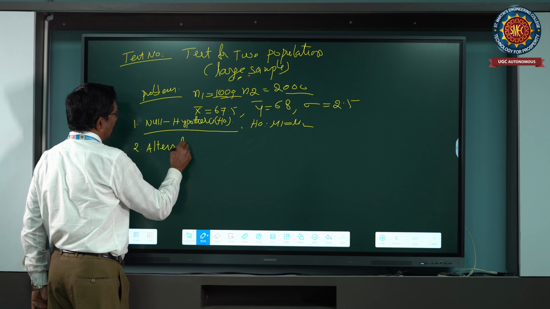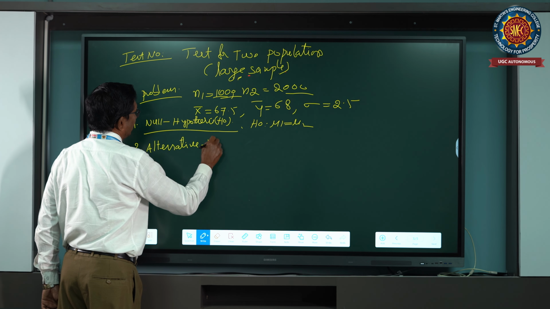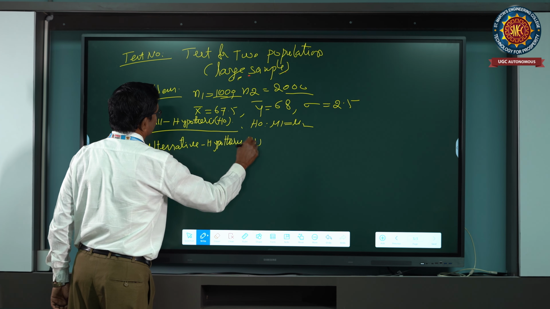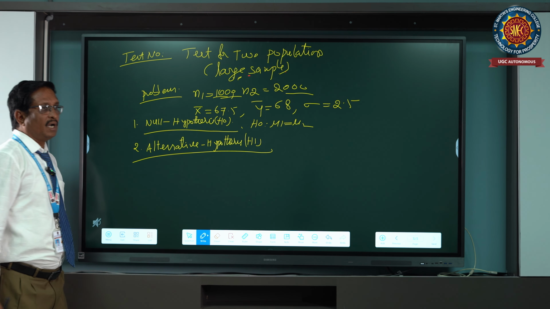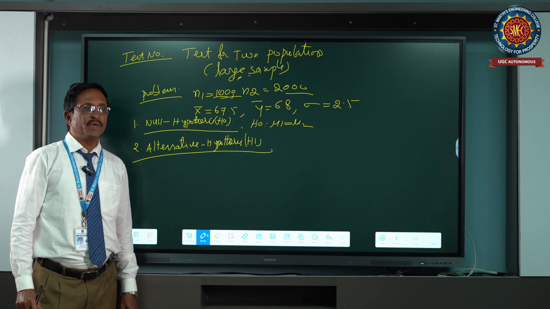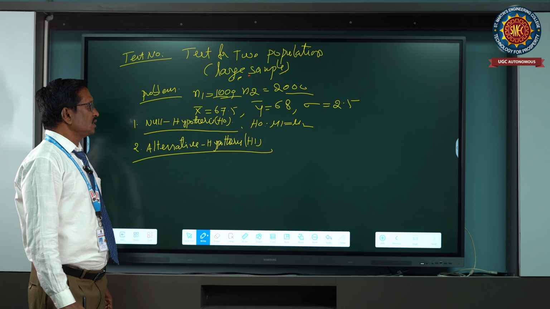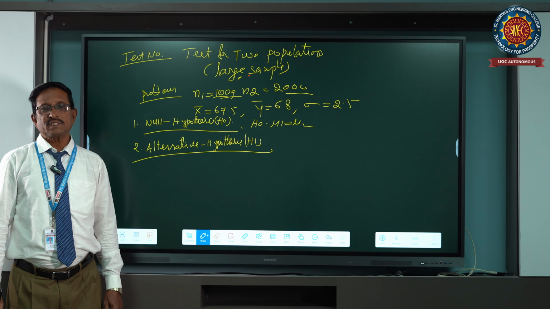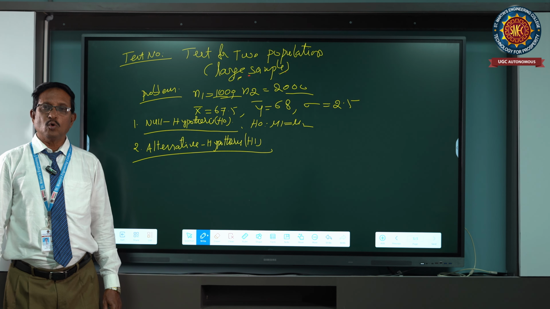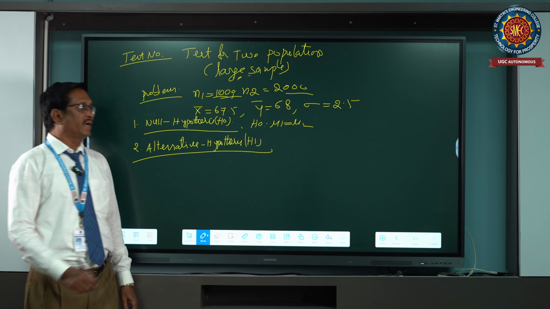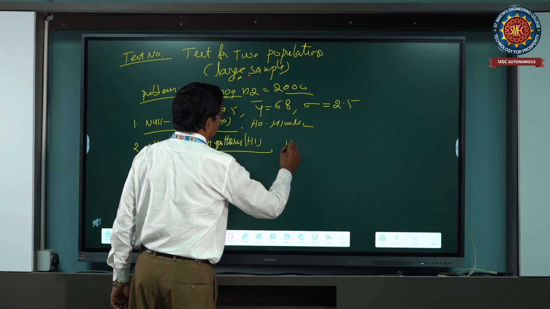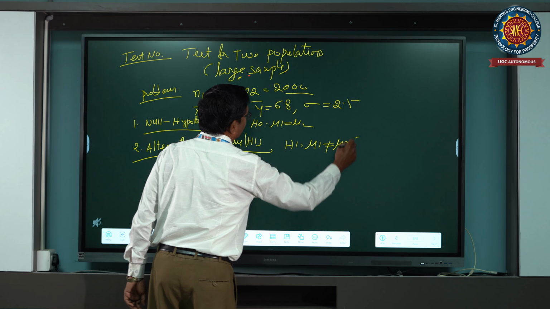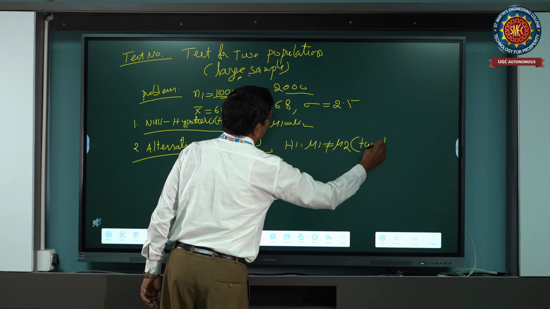The second step is the alternative hypothesis. The alternative hypothesis is always against the null hypothesis; it is complementary to the null hypothesis. So there is a significant difference between the two means. In the first case, the null hypothesis says no difference, and the alternative hypothesis says there is a difference. H1: mu1 is not equal to mu2, which means it is a two-tail test.